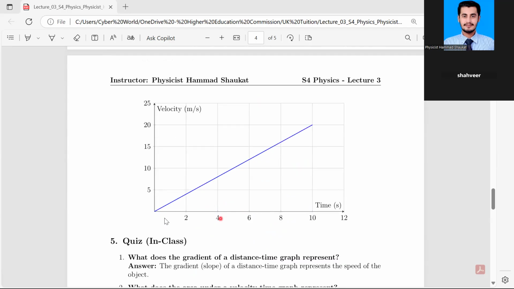This is called the base on the x-axis and this is the height. So what is the value of the base from here to here? It's total 10, from 0 to 10. And what is the maximum value of this height, from this point to this point? 20. So you have to multiply 10 by 20.